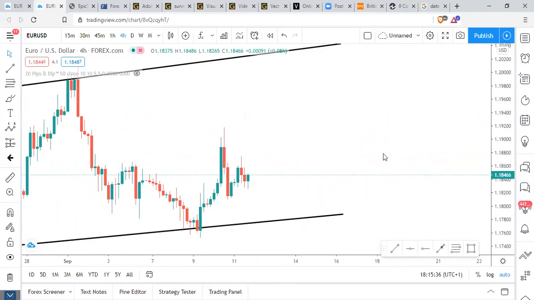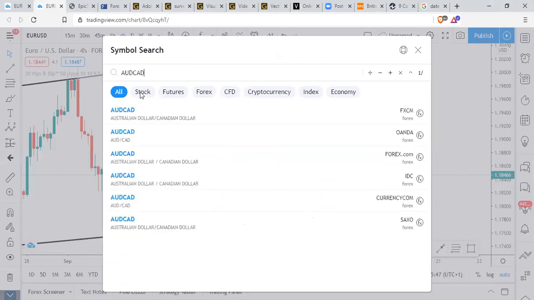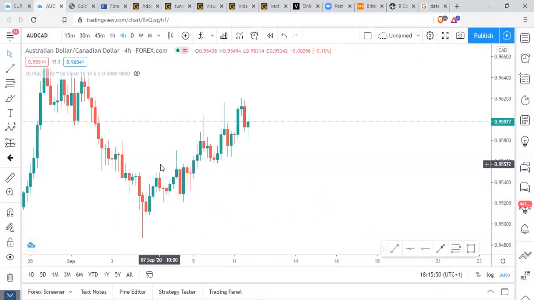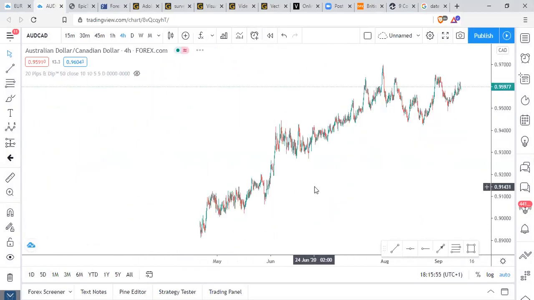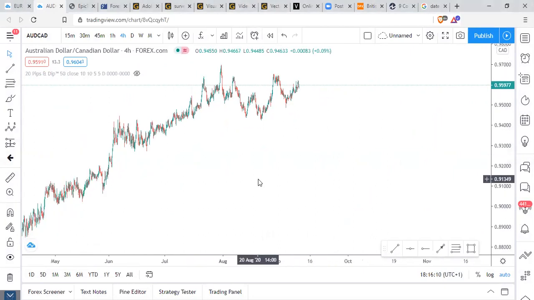The next pair we are going to look at is the Aussie cable. Okay, so those of you asking your questions, I'm going to answer them after this class.